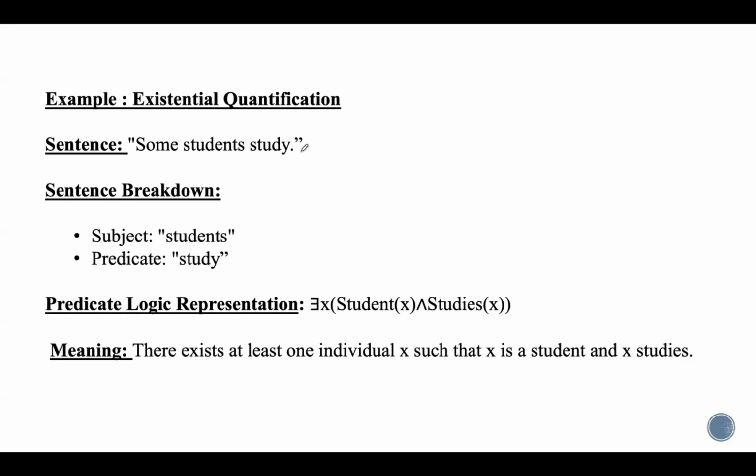Existential quantification. So here there exists, right? So some students study is the sentence. So break it down. So the subject is nothing but student and the predicate is study. So this can be represented like this: there exists x, student of x and studies of x. So the meaning is there exists at least one individual x such that x is a student, so x should be a student as well as x studies.